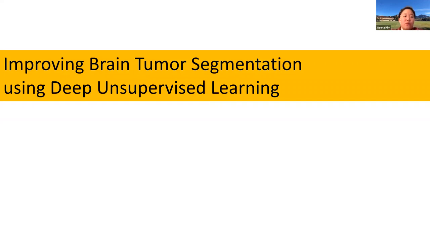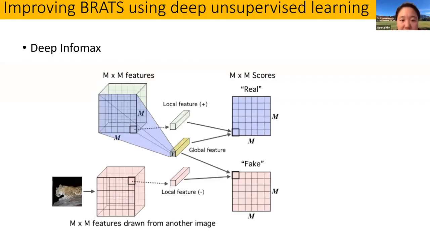Using the same principle, we want to improve brain tumor segmentation. Brain tumor MRI images are limited in number, although I like that data set because they're still more volume than the others, but still less data compared to ImageNet. So the idea that we picked was something called Deep InfoMax. It's a loss function that maximizes mutual information.